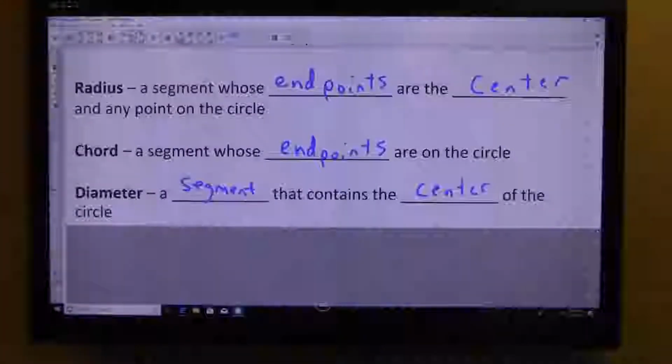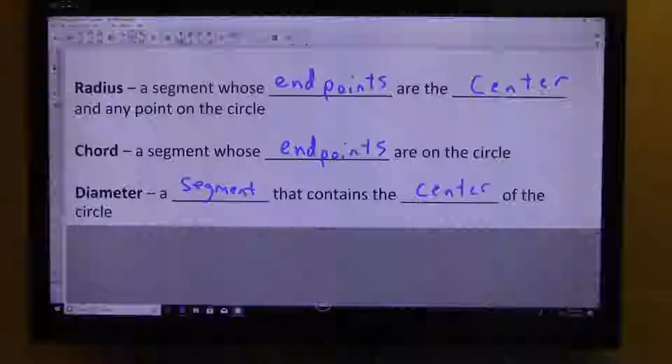A chord is probably a term that you guys haven't heard before. Well, you might have, in terms of circles. A chord is a segment whose endpoints are on the circle. We'll draw this in a second, but just get this down for right now. And the diameter of a circle, you should know what that is. It's nothing new. It's a segment that contains the center of the circle.